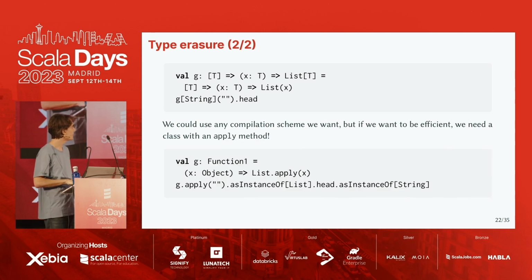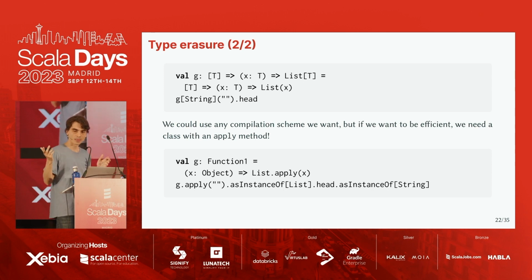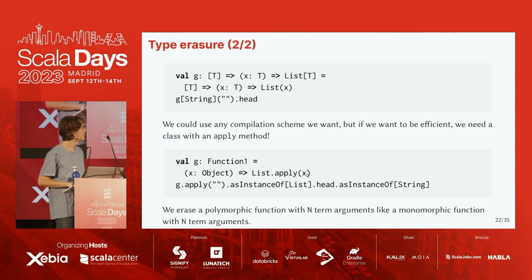And so the idea is, we already know how to compile monomorphic functions. So we can take our polymorphic function and we can drop the type parameters. And so this thing then is very much like Function1. So let's compile it to Function1. And that's pretty much how polymorphic functions are implemented in the compiler. So yeah, a polymorphic function with n term arguments is erased like a monomorphic function with the same number of term arguments, no matter how many type parameters you have.